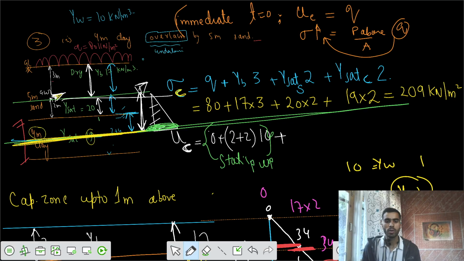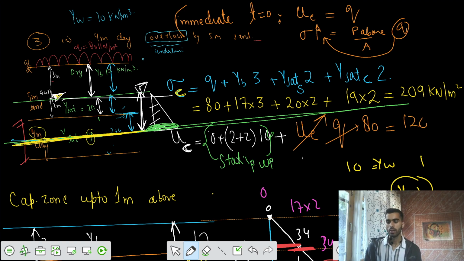Now we need to add one more data. That is the excess pore water pressure. What is the excess pore water pressure? That's actually equals to Q. Your Q value is actually 80. So the final value of pore water pressure is how much? 40 plus 80, that is 120 kilonewton per meter square.